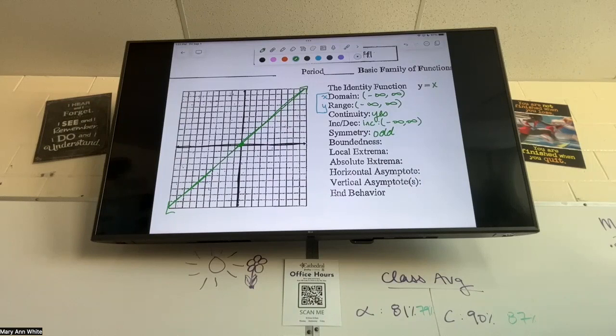Next, I've got boundedness. Boundedness means there's a floor that I can never go lower than, or there's a ceiling I can never go higher than. Are there any floors or ceilings in this picture? Nope, we keep going forever and forever. So I'm going to say there's no boundedness, no.